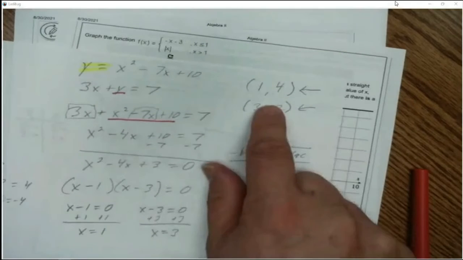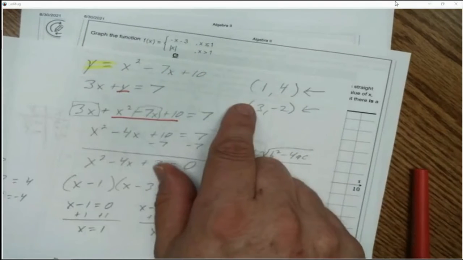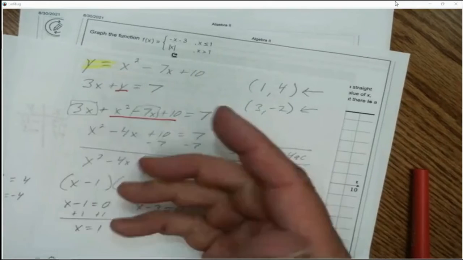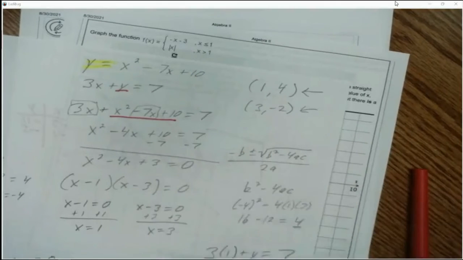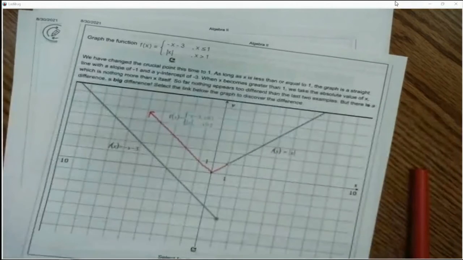They may have more than one solution. If this is x to the 3rd, it may have 3 solutions. If it's x to the 3rd and linear, it could have 3, could have 2, could have 1, could have 0. It might never meet. It just depends on what you have. But let's look at what is our actual assignment this week.